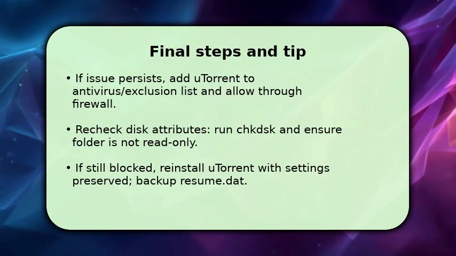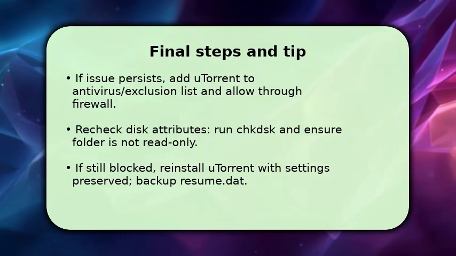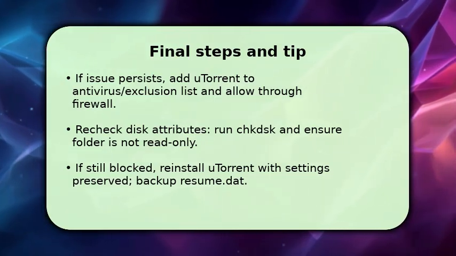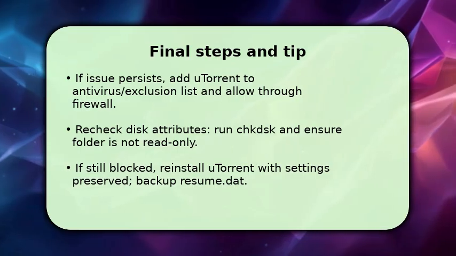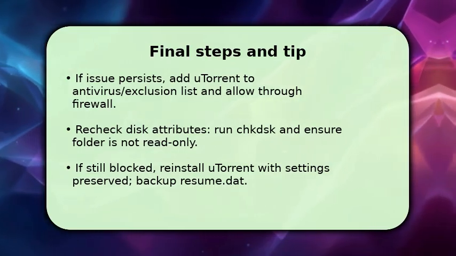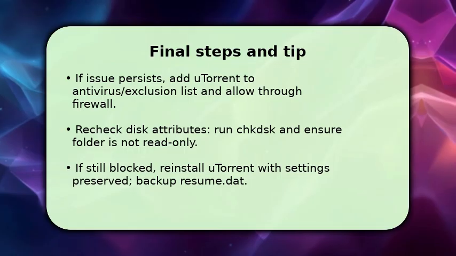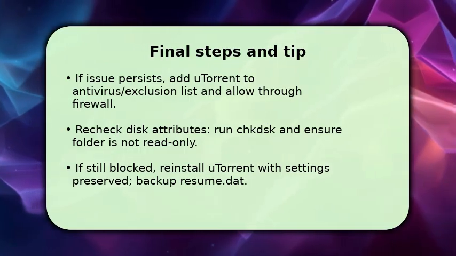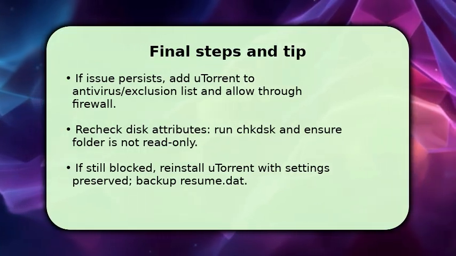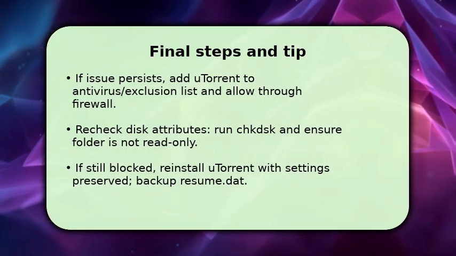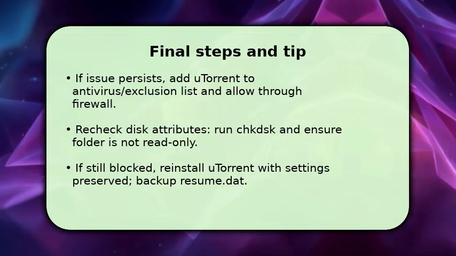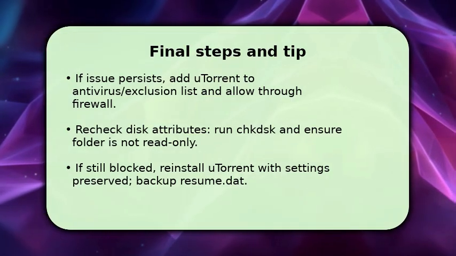Add uTorrent and its download folders to your antivirus and Windows firewall exclusions so security software won't lock files. Also verify the disk and folder aren't read-only and run chkdsk to repair file system errors that can cause access denied. If problems continue, backup resume and settings files, then reinstall uTorrent to repair corrupted binaries.